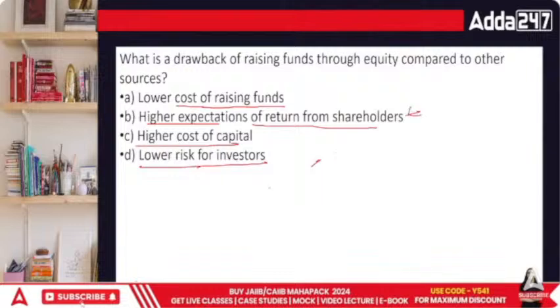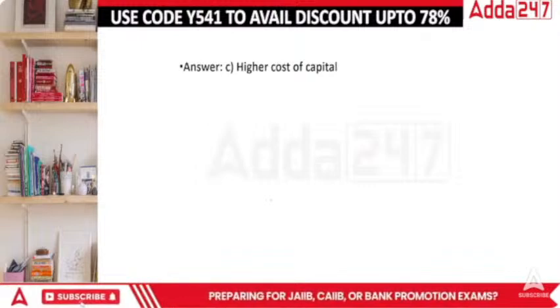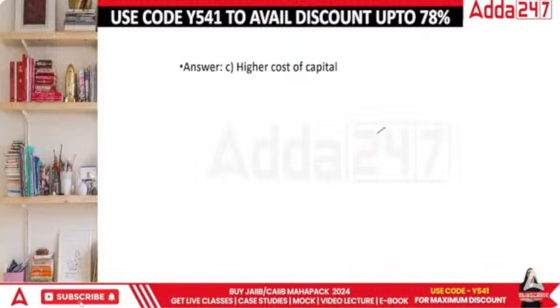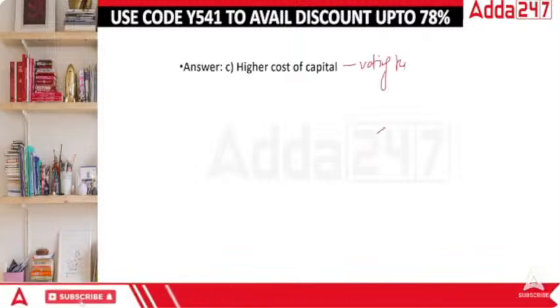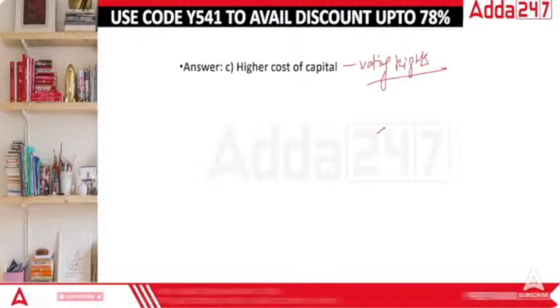Okay. Then higher cost of capital is definitely there. This is one of the major problems. Why? Voting rights are with these people. Right? We give the voting rights to the equity shareholders. So these people are slightly dangerous for the organization.